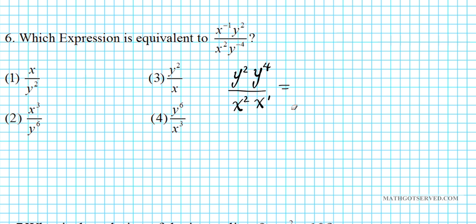Next, we're going to use the product property of exponents. Anytime you multiply exponents with the same base, you add the powers. So we're going to have y to the 2 plus 4 over x to the 2 plus 1. Okay? If we simplify this, we have y to the 6th over x to the 3rd power. Our answer is option number 4.